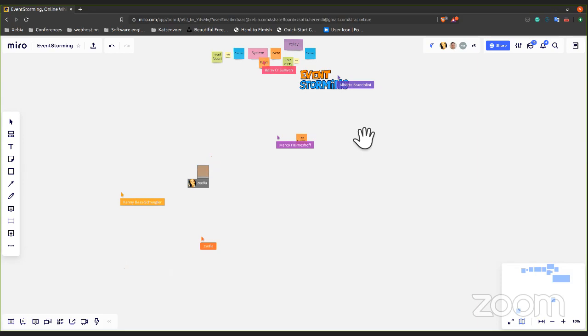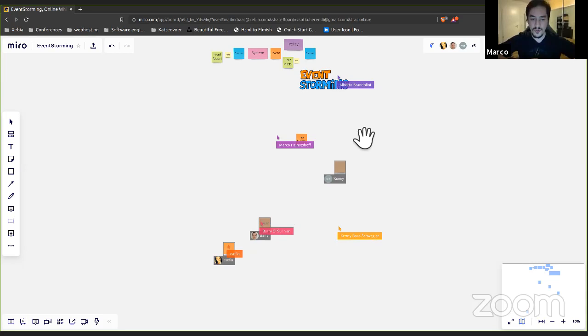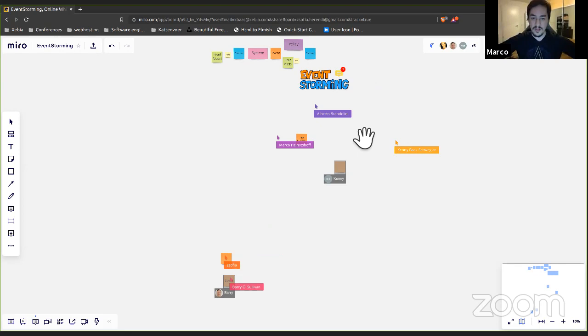So the time stream should go from left to right. So the more left you are, the more in the past, and the more right you are, the more in the future the event happened in the process. And just model ahead. Anything that comes to mind, start with whatever you think is the most important event in the process as an attendee.